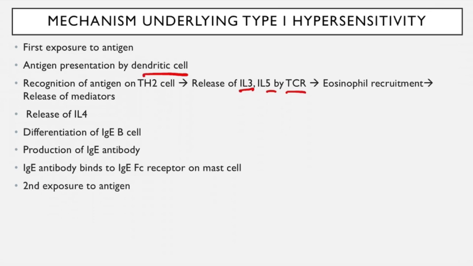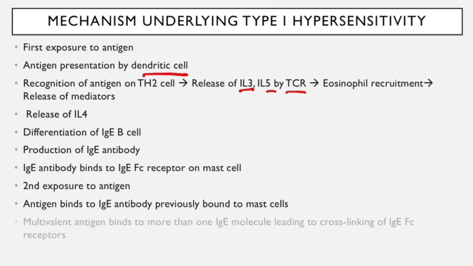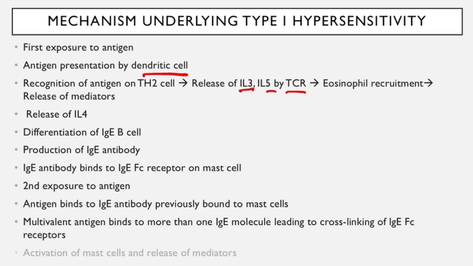Second, exposure to antigen. Antigen binds to IgE antibody previously bound to mast cells. Multivalent antigen binds to more than one IgE molecule, leading to cross-linking of IgE Fc receptors. This causes activation of mast cells and release of mediators.